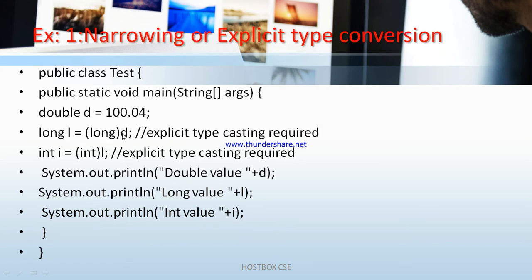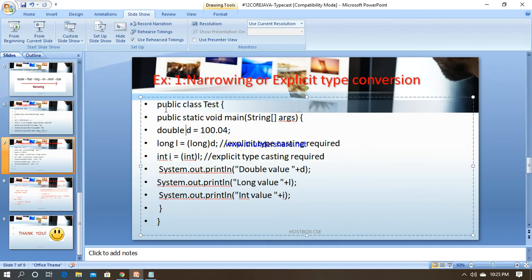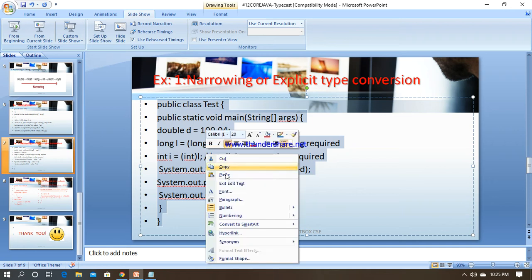So here long l = (long) d. That means the d value will be passed to long and converted successfully, it will be 100.04 like that. Similarly int i = (int) l. That means the l value will be converted to the integer. So d's value is already 100, and this will be passed again, all the same value. Then print the double value d, l and i. Let's go for execution. What kind of output will be generated, if at all there is no error in this Java program?